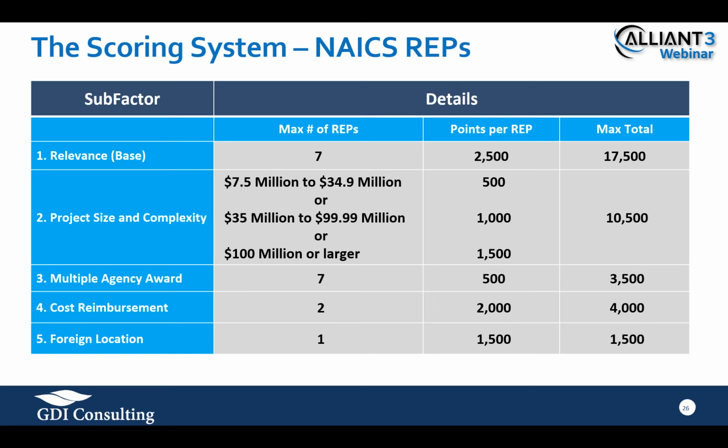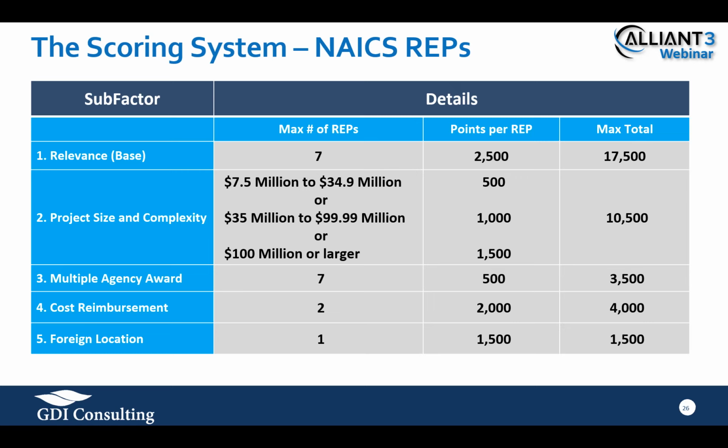Cost reimbursable. Now here you can only have 2 out of those 7 that you can get points for, and if that contract was a cost reimbursable type contract, you get 2,000 points. So the maximum is 2. So even if all 7 of them are cost reimbursable, all you get is 4,000. So only 2 of them will be selected for this, for a total of 4,000.